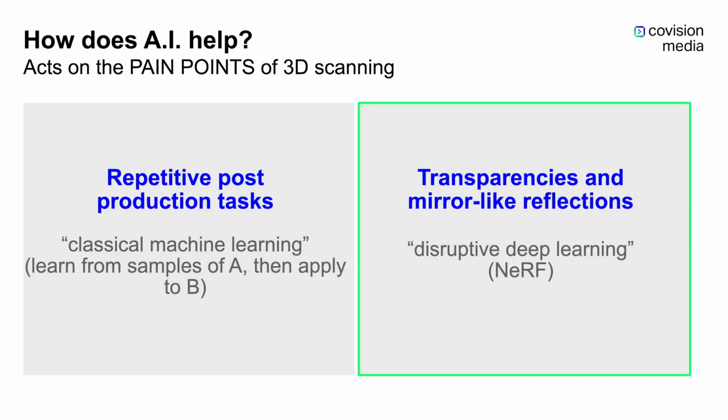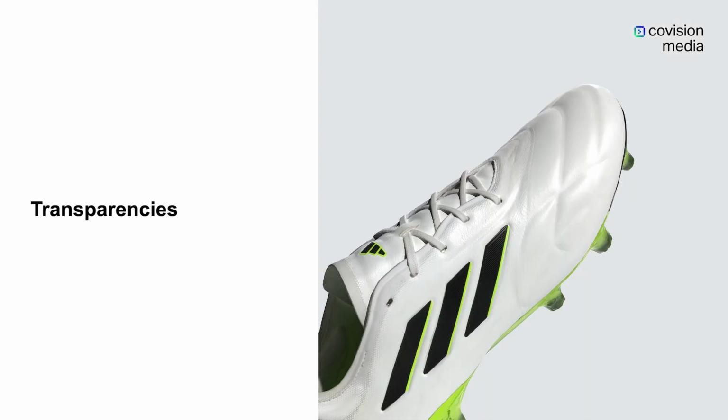Transparency and mirror-like reflection, this is more disruptive. You see an example here of a football shoe. Again, 2D from a 3D. This has not been shot in a traditional photo studio. And at first glance, okay, looks nice. I see all the details. If you look at the studs, they might seem a bit off, right? In the next image, you see how they should be like. And this is lots of post-production work that needs to be done by experts.